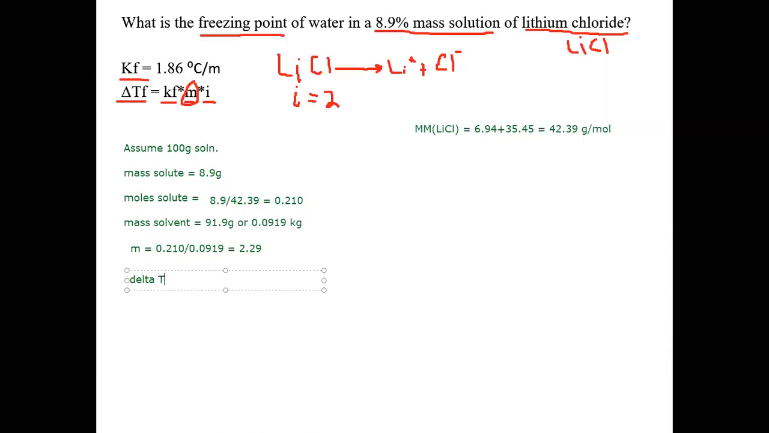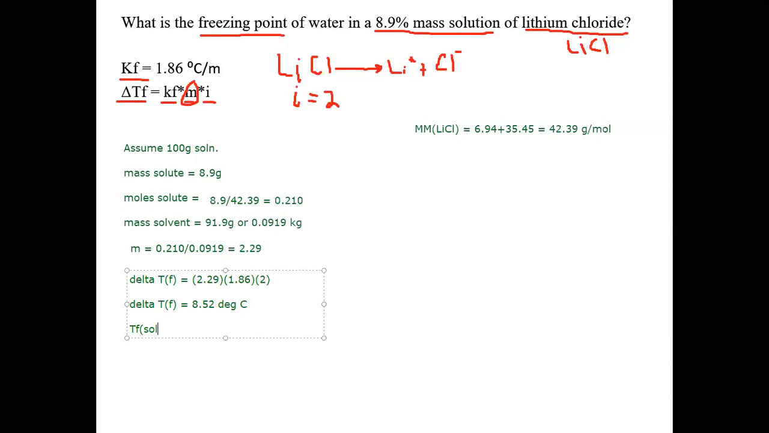So now we know the molality, we can find the change in the freezing point. Delta TF equals 2.29 times 1.86 times 2. Make sure you include the 2, that's very important. So delta TF is 8.52 degrees C.